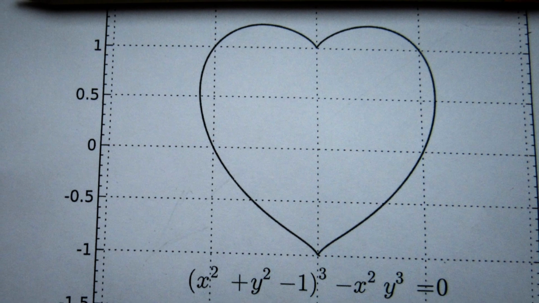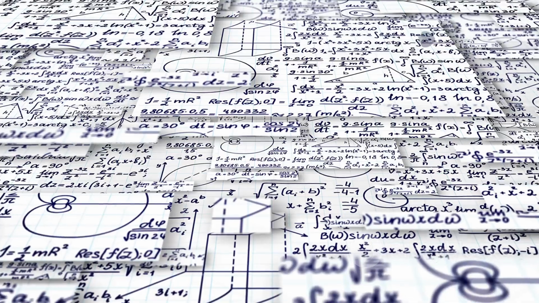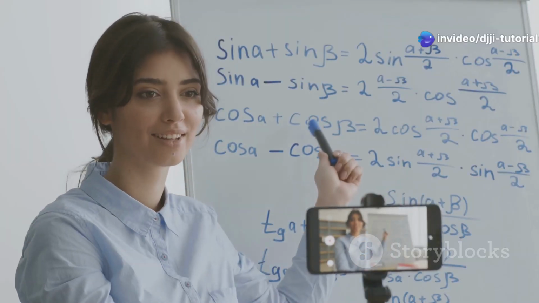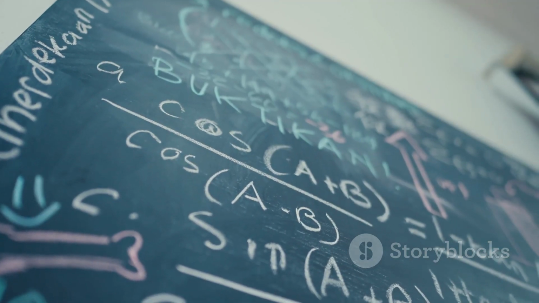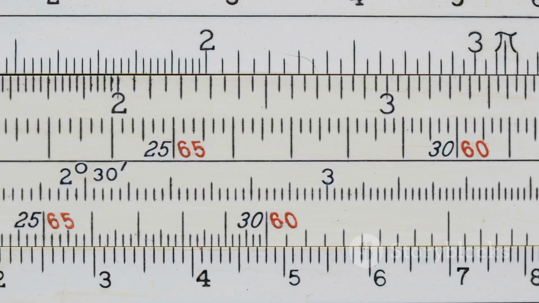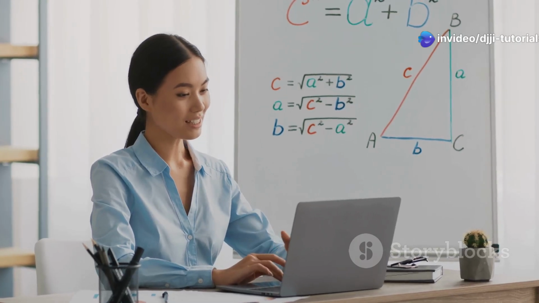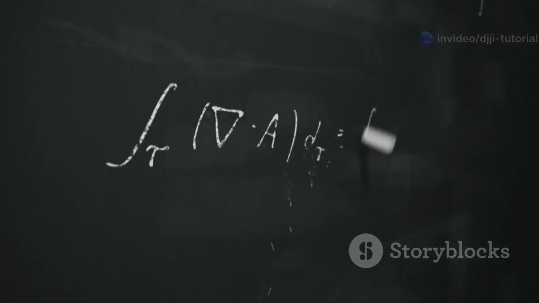If the terminal side is in the third quadrant, the reference angle is the angle minus 180 degrees, or the angle minus pi in radians. And if the terminal side is in the fourth quadrant, the reference angle is 360 degrees minus the angle, or 2 pi minus the angle in radians. For instance, if an angle is 225 degrees, the reference angle is 45 degrees because 225 minus 180 equals 45.